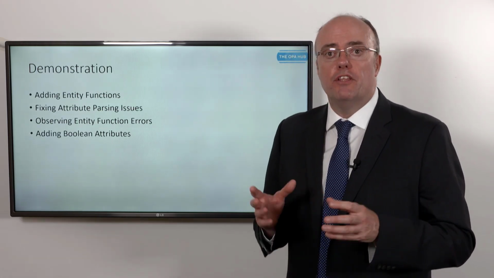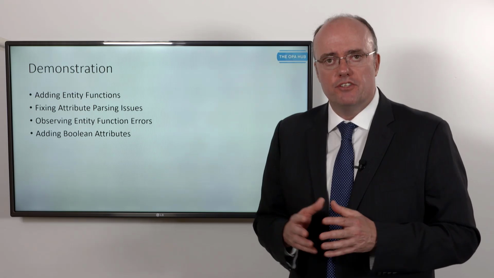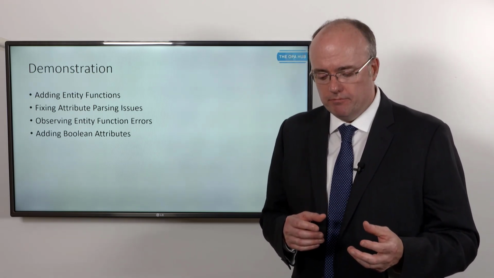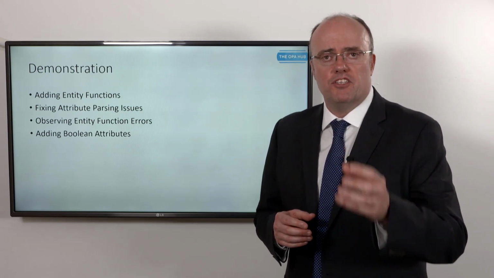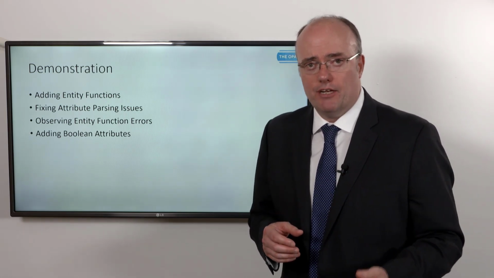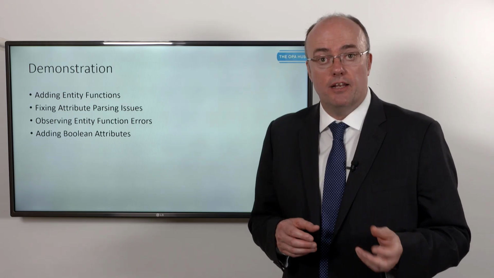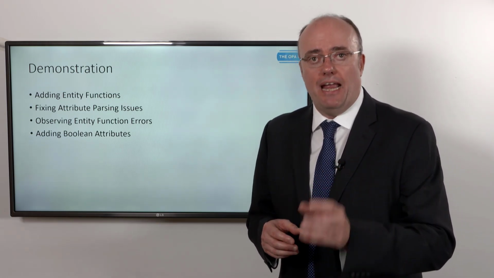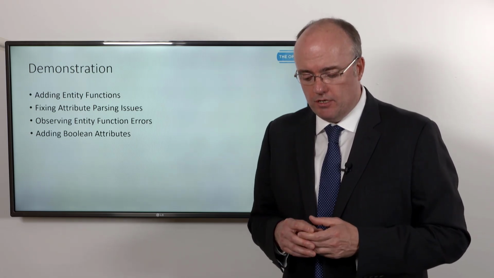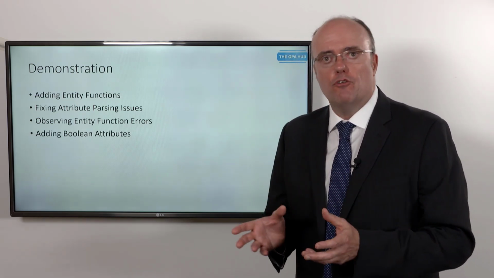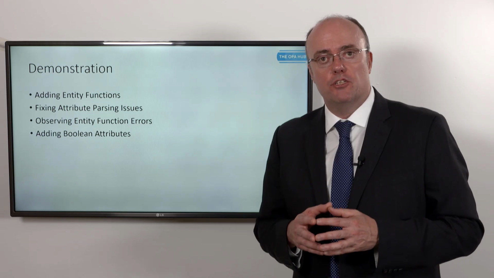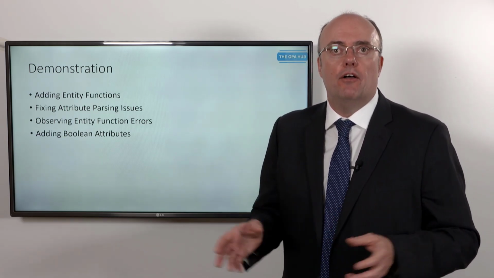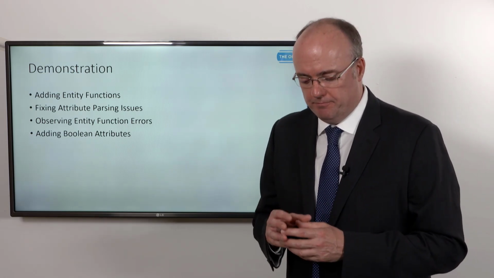So what are we going to put in the demo? We're actually going to put several things. We're going to put in how to use an entity function. We're going to talk about parsing issues because I've added a lot of attributes and it's a good opportunity to highlight some things that may go wrong. And we'll look at potential errors in relation to entity functions. And then we'll round off the session by implementing what we just talked about, adding a Boolean attribute to help the exists function.